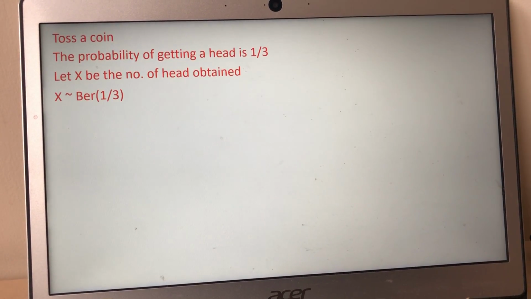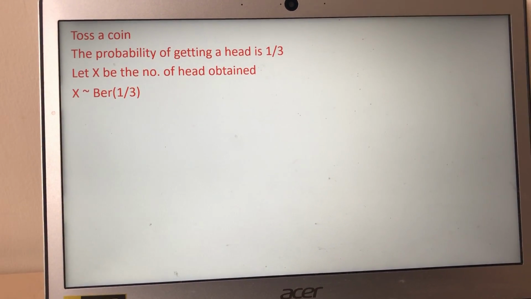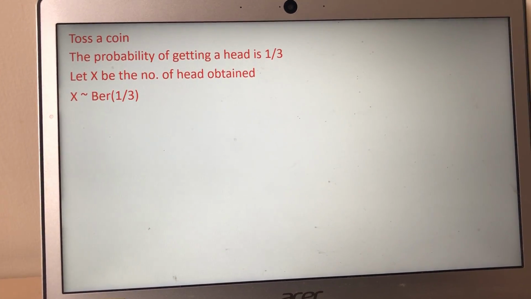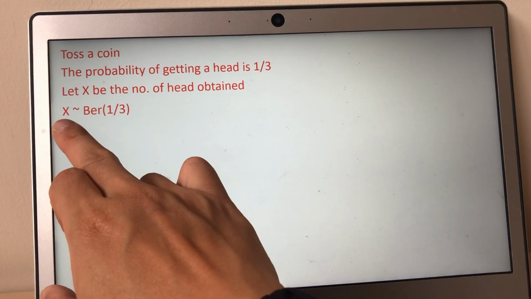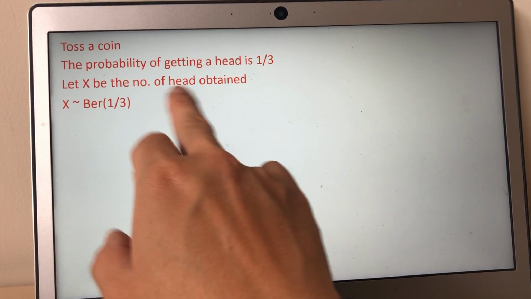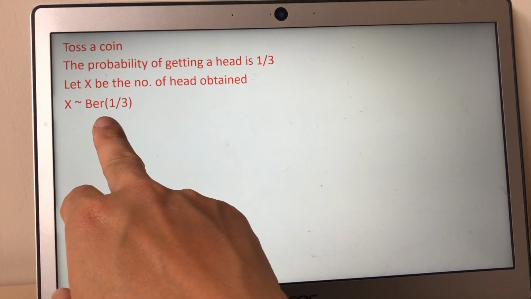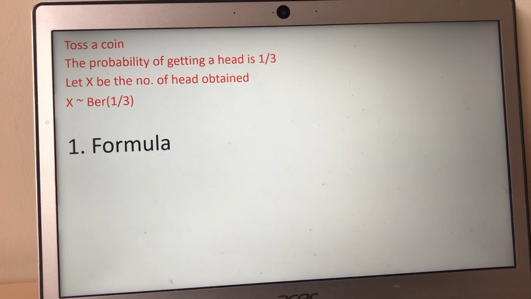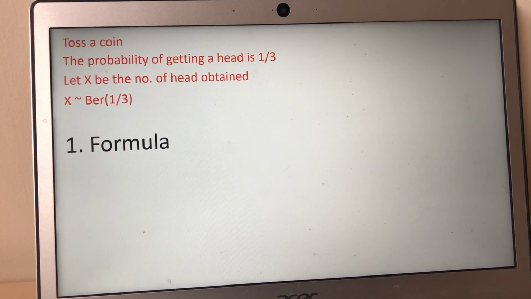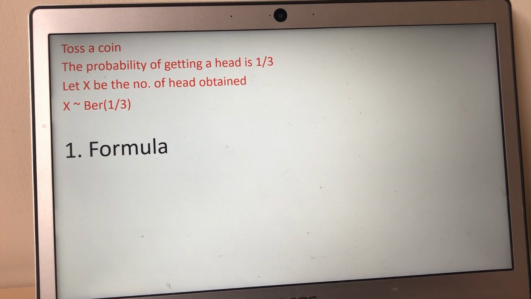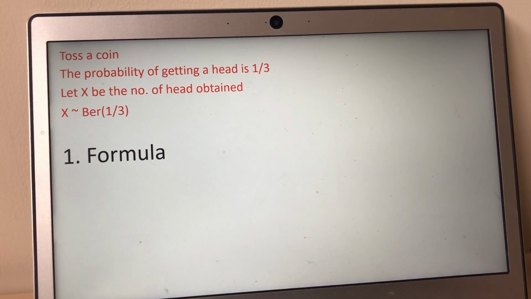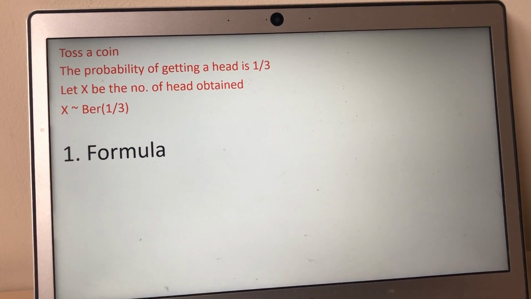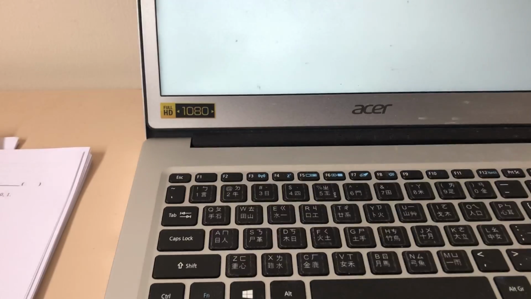And now let's look at the formula. Go back to this example. When you toss a coin, you're looking for a head, and then let X be the number of head. So X follows a Bernoulli distribution with the probability of success 1/3. If you want to use a formula to describe the probability distribution, you could put it this way. You can memorize how to form this formula. Let me write it down.